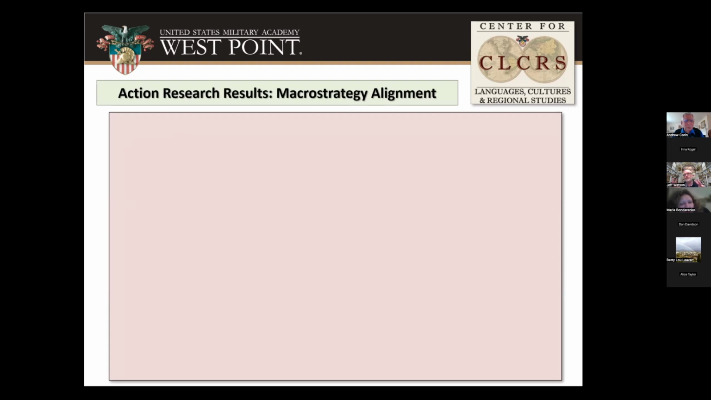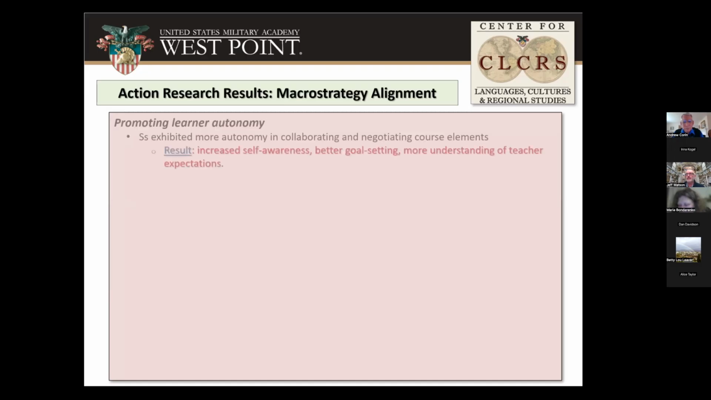To provide some context for the results, I used the macro strategy elements again, slightly different, based on the observed data and the data from the journals, data from the videos that I recorded, as well as interviews and surveys that the students filled out at the end. So in terms of promoting learner autonomy, they did exhibit more autonomy. They seemed to enjoy negotiating the course elements and repeating that exercise on a regular basis.